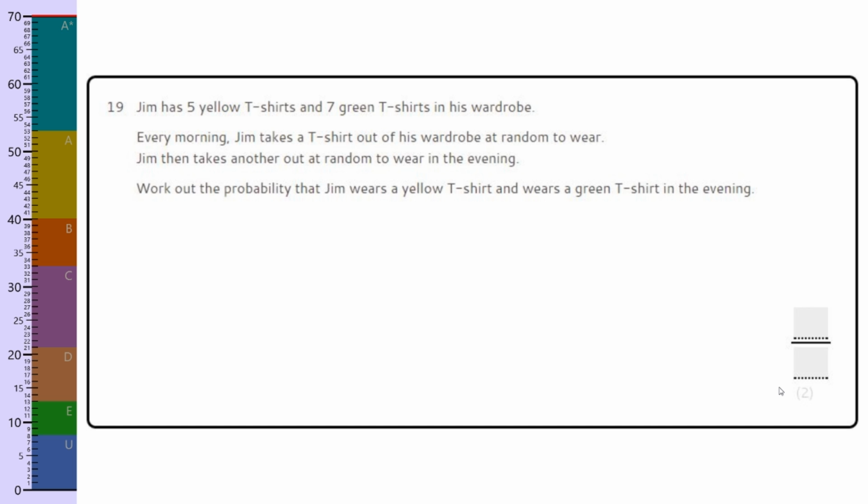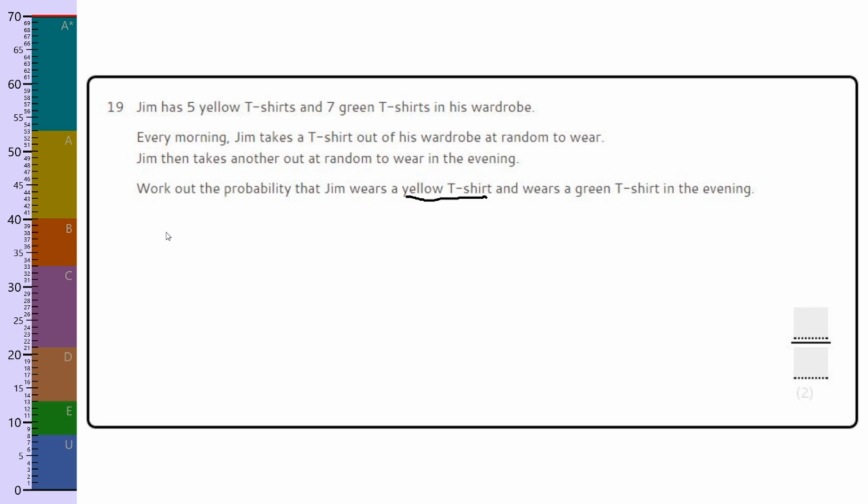Okay, so quite a nice question to finish on, conditional probability. You might say, well, how do you know it's conditional and not independent? Well, it says he takes it out the wardrobe and then takes another. Well, he hasn't put it back in the wardrobe. Okay, so it's conditional. So find the probability he picks a yellow t-shirt. So let's do that bit first.